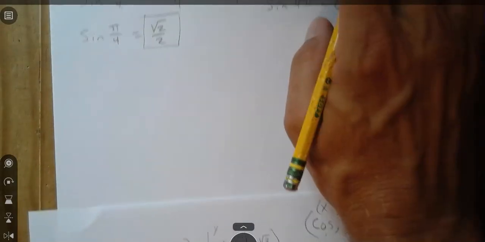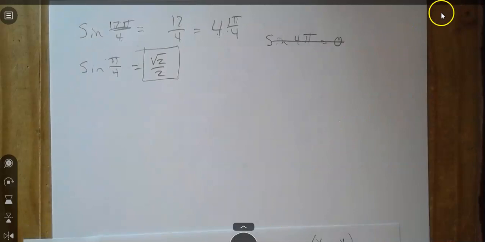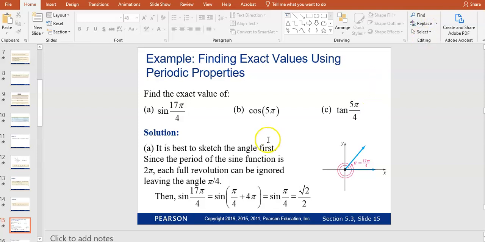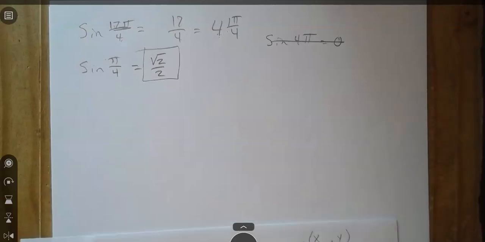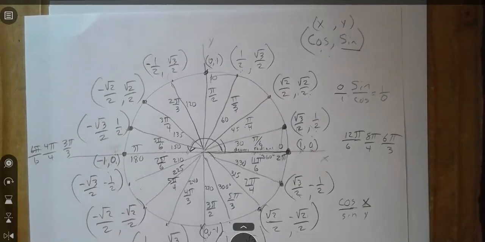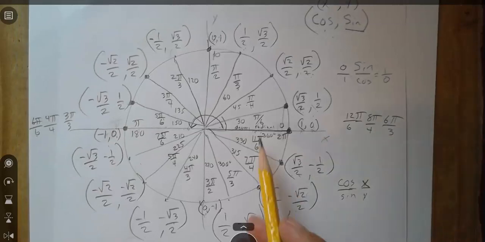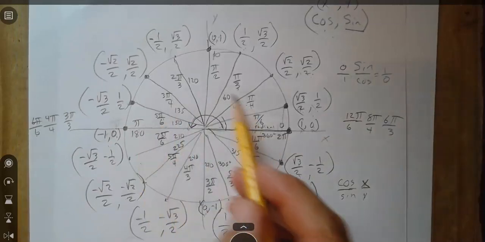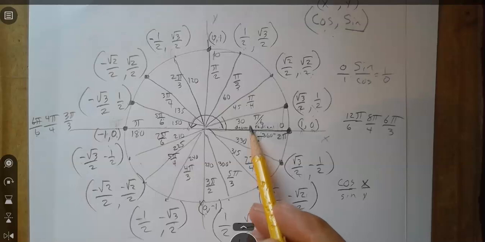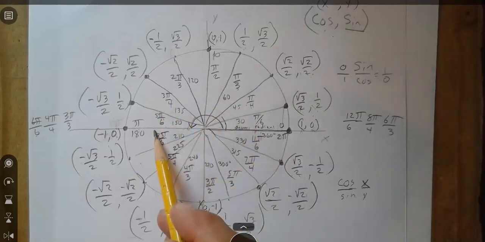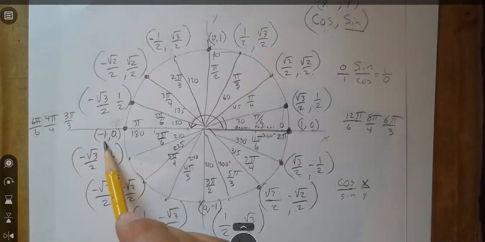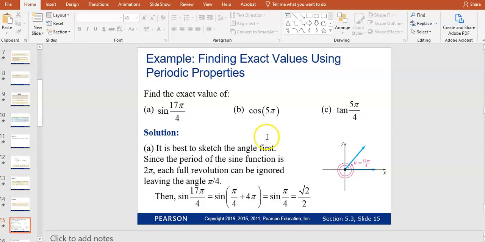Okay, let's keep that a little lower so we can see that. Cosine of 5 pi. Well, that means we're going to go around twice and then one more pi after that. If I look at my unit circle, cosine are my x values. I go around once, that'd be 2 pi. Twice, that's 4 pi. And then one more pi is 5 pi. And what is my cosine there? It's my x value, which is -1. So cosine of 5 pi is -1.